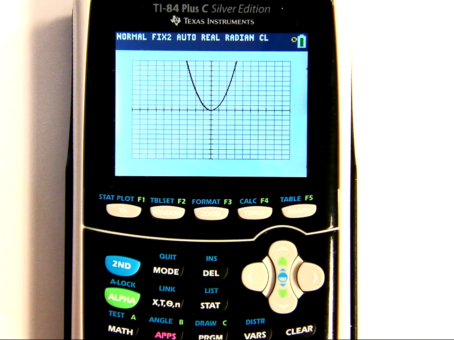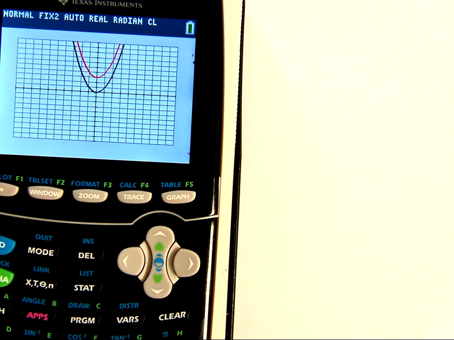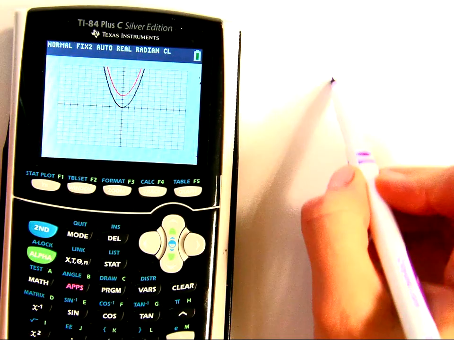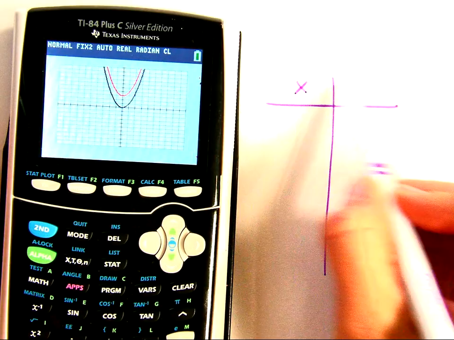We graphed our parent function, that's what it's called, so that's your y equals x squared, and you're always comparing it to that. Then it took the y equals x squared and did exactly what you thought it was going to do and made it a plus 3, okay? So let's quickly review where this shape comes from.